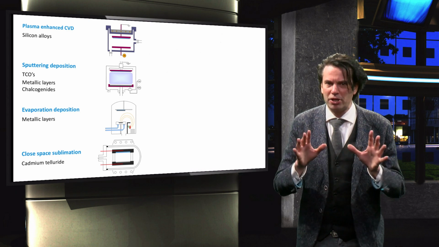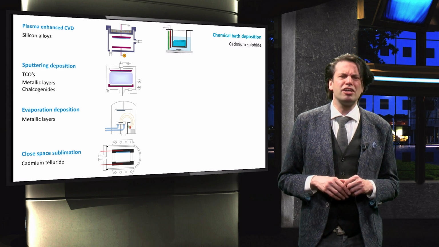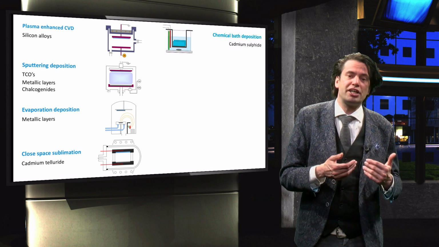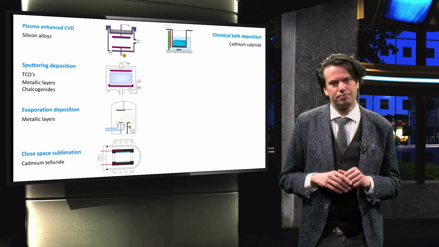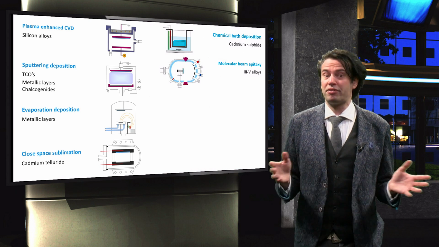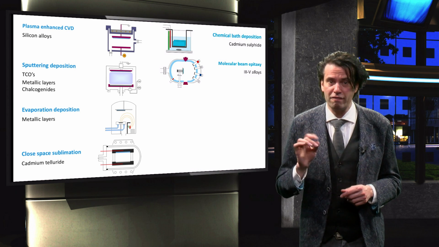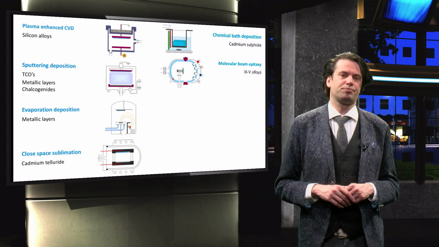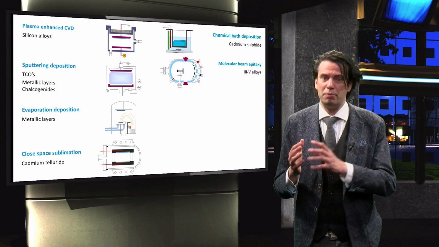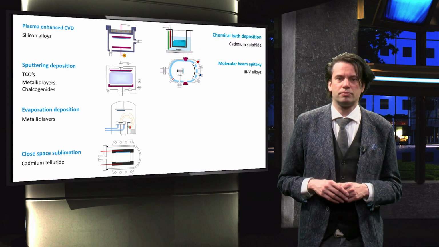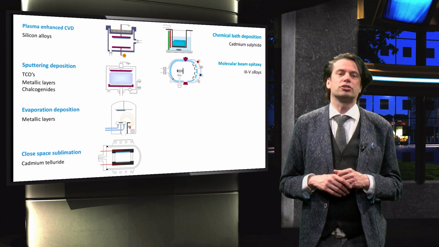Closed space sublimation is primarily used for the deposition of cadmium telluride. A chemical bath deposition involves placing the substrate in a solution containing the target materials and is used for the growth of cadmium sulfide layers. Molecular beam epitaxy and metal organic chemical vapor deposition are epitaxial deposition techniques used for the deposition of III-V technologies like gallium arsenide. For MBE, pure elements are evaporated in effusion cells and a beam of these elements is then aimed at the substrate. A layer by layer deposition then takes place under high vacuum and high temperature conditions.